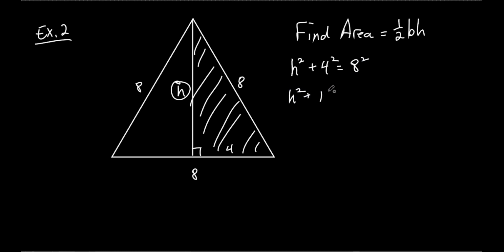So let's do this real quick. This is plus what? 16. That's 64. And then subtract a 16. What's that? 48. Is that right? All right. And then what do we do here? Take the square root.